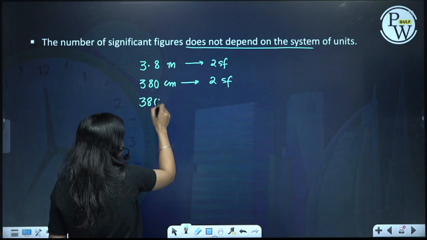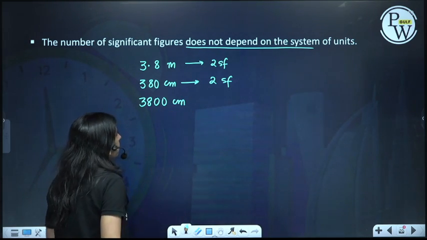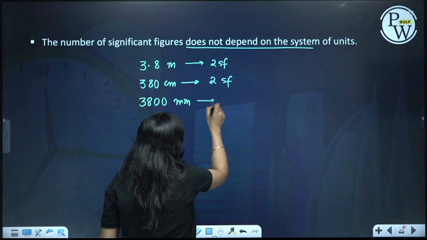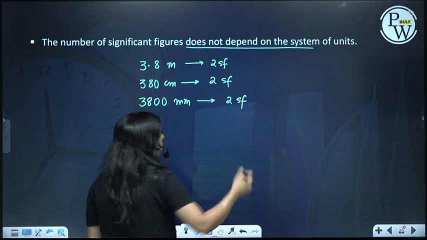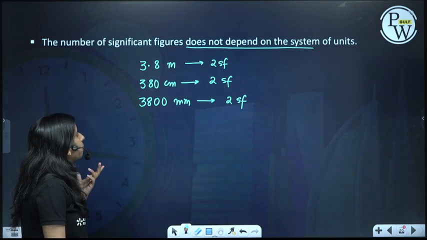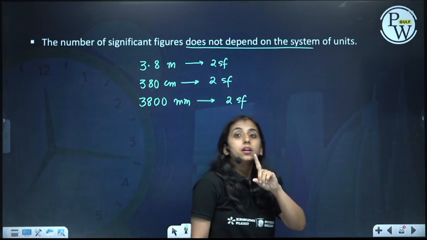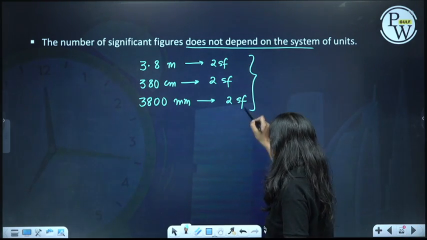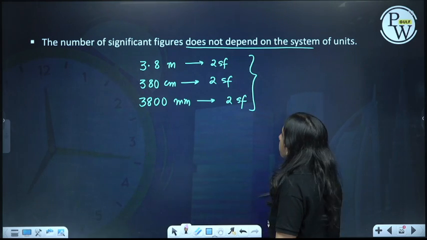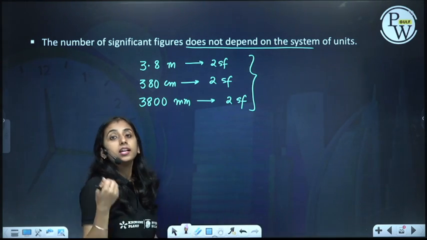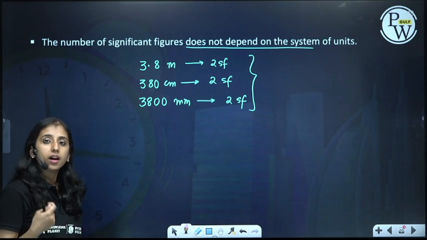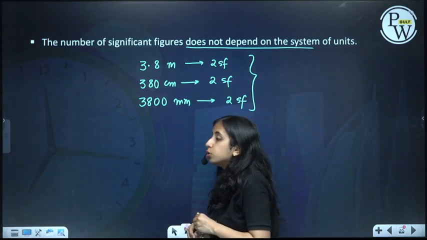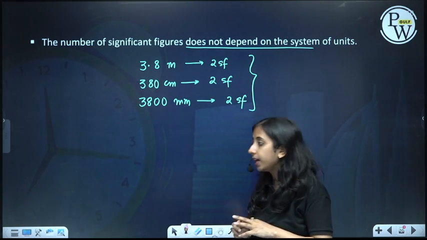Convert it into millimeters. Again, 3,800 millimeters. Again, two significant figures. So if my number is expressed in different units, the number of significant figures doesn't change. Significant figures are independent of the system of units we have chosen to do the measurement. So this is all about significant figures.